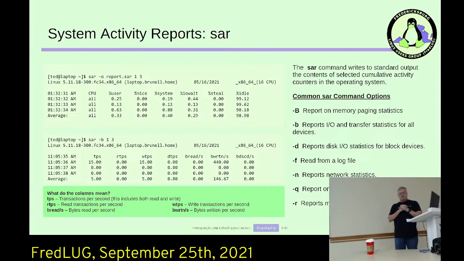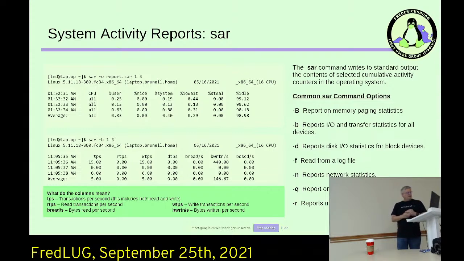Some of the most common command options are -B, report on memory page statistics; lowercase b, reports on I/O; lowercase d, reports on disk I/O for block devices; -F, read from a log file; network stats, queue length, and then reports on memory utilization.